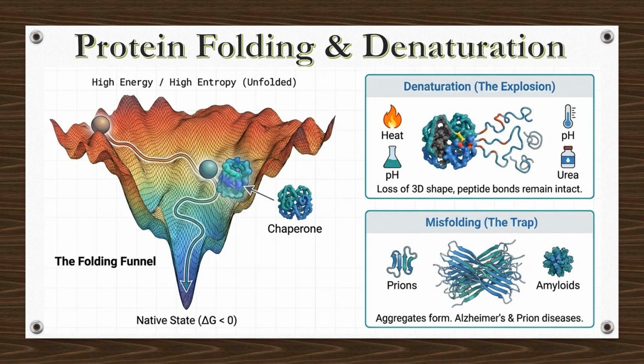Reducing agents like DTT break disulfide bonds, destabilizing proteins that rely on them. Organic solvents disrupt hydrophobic interactions and hydrogen bonding, often causing precipitation. Denaturation can be reversible if conditions are mild and the protein refolds once the agent is removed, demonstrating that sequence encodes the native fold.